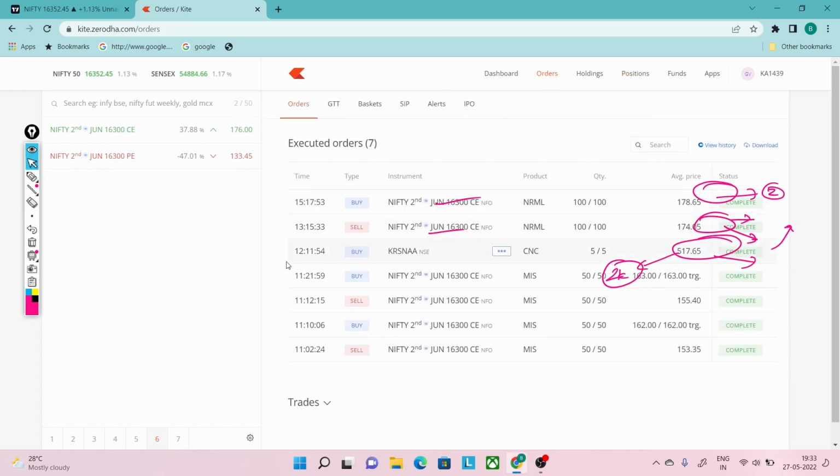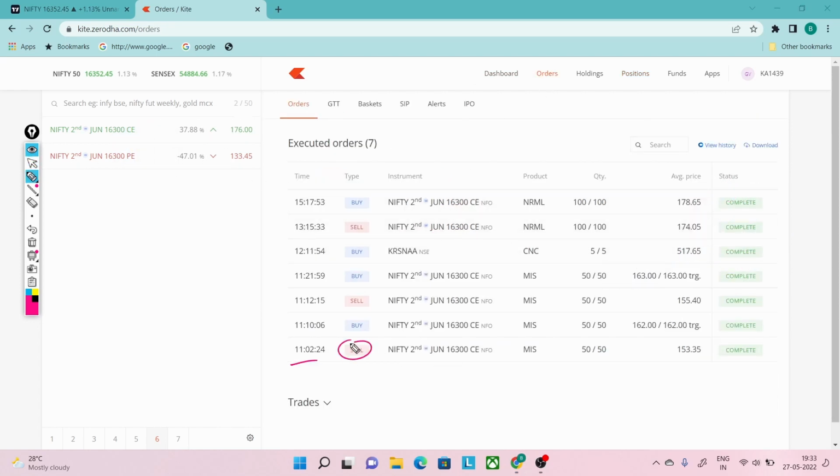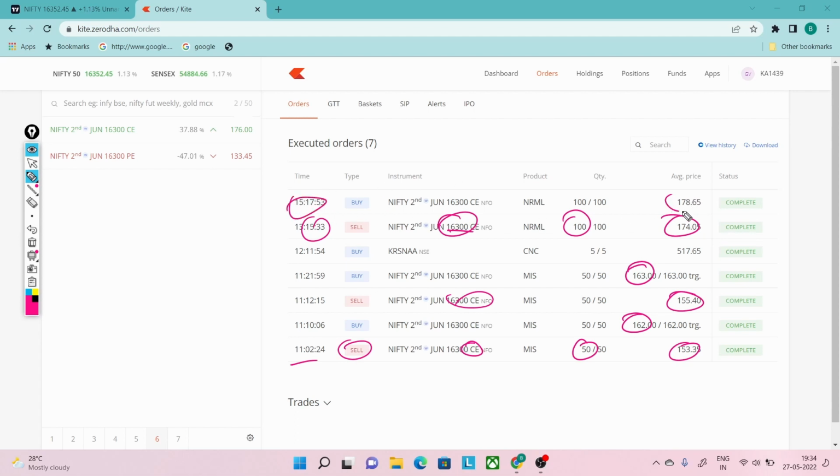Let me show you my order book. As you see in my order book, at 11:02 we sold the 16,300 call, 100 quantities at 153, and we kept a stop loss of almost 9 points. But our stop loss got triggered and again we entered at 155, the same 16,300 call, and now we kept the stop loss at 163. Again it got triggered. And at 1:15, we waited for the market and again sold the 16,300 call, 100 quantities at 174. But unfortunately at 3:17 we exited it at 178. So we made a loss of 400 rupees in this trade, and we made an overall loss of 1200 rupees.